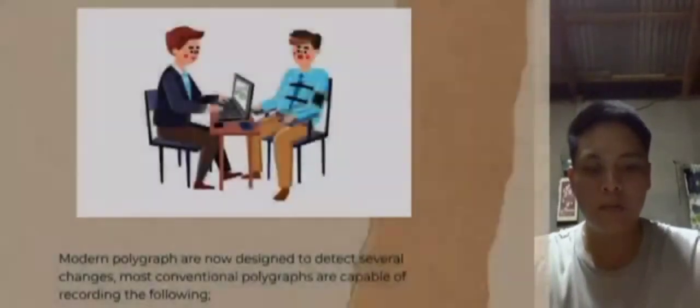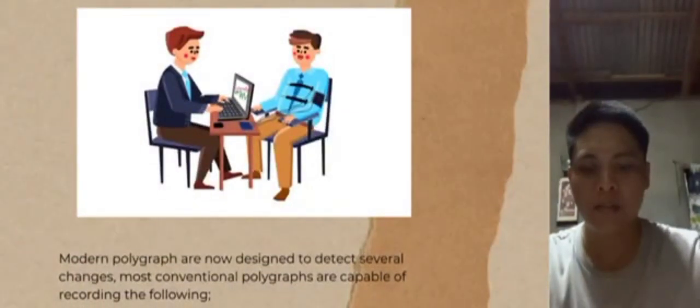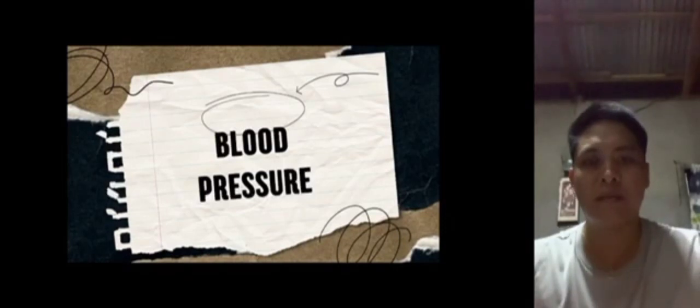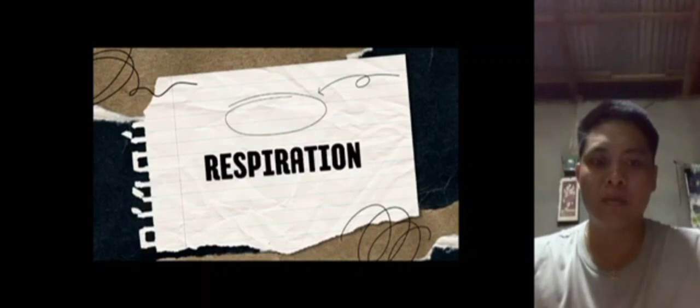Although modern polygraphs are now designed to detect several changes, most conventional polygraphs are capable of recording the following. First, blood pressure and pulse rate. Second is respiration. Respiration is the process of breathing where oxygen is taken in and carbon dioxide is expelled by an organism to generate energy.